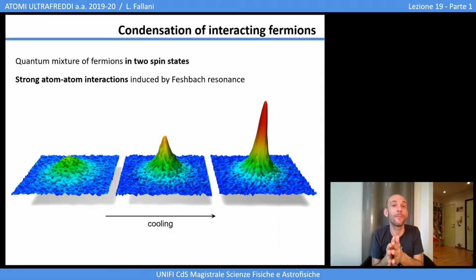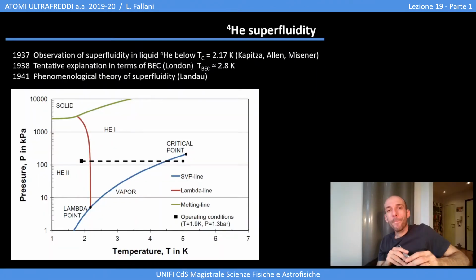two spin states. And this physics is strongly connected with two very important phenomena that were discovered in the last century, that are the superfluidity of helium-3 and superconductivity. In the last lecture, we discussed the superfluidity of helium-4, that is a liquid made of bosons, and below a temperature of approximately 2 Kelvin, you have Bose-Einstein condensation, and your liquid becomes superfluid.